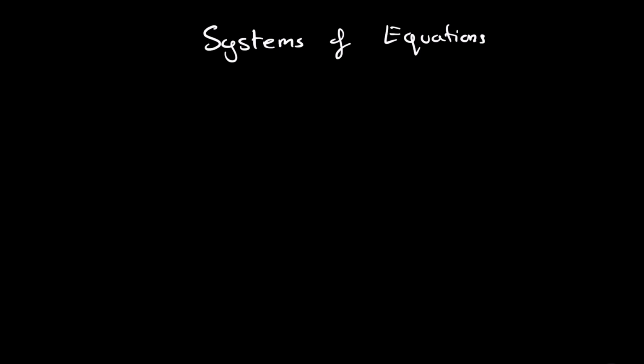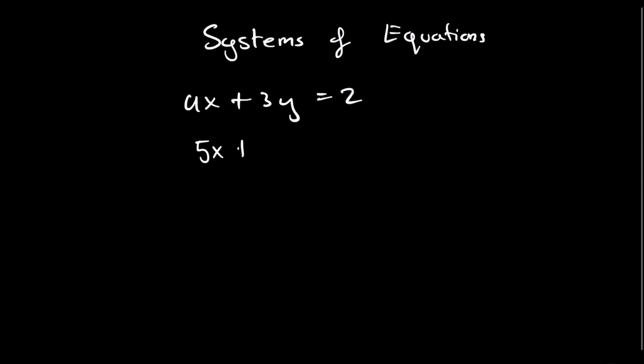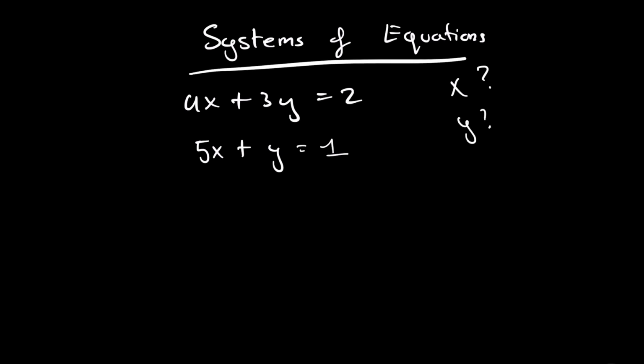Systems of equations. Systems of equations are simultaneous equations. So let's say we have 4x plus 3y equals 2, but we also get given 5x plus y equals 1. How do we solve these two missing variables? Well, we have to do simultaneous equations or systems of equations. And there's two ways you can do this.